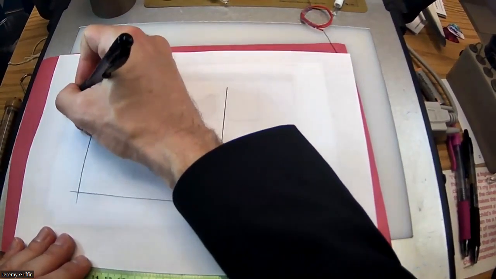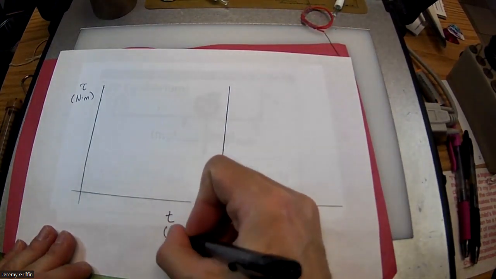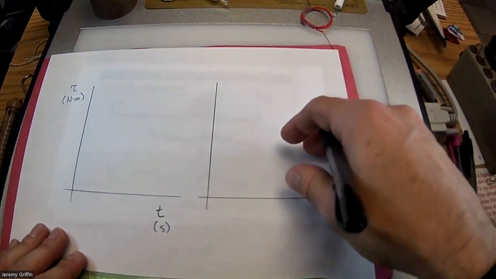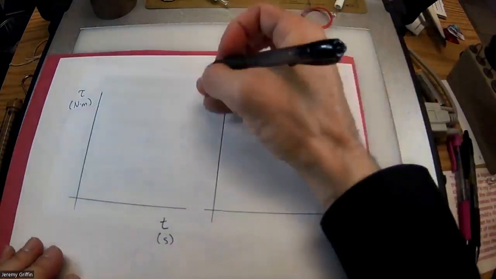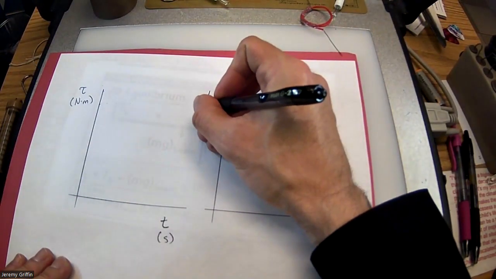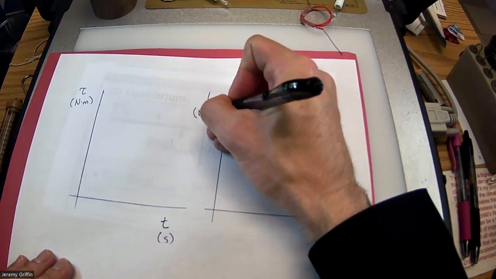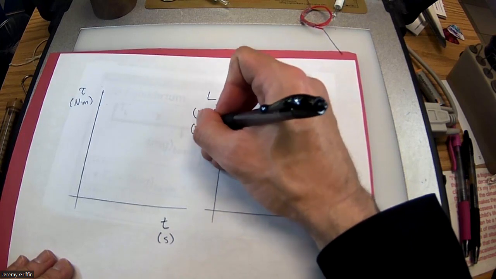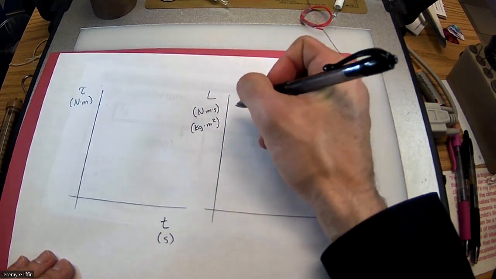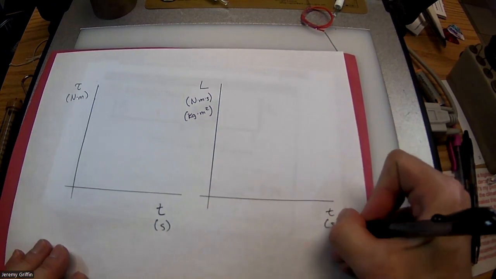So one concept that we've talked about is torque, which is measured in newton meters. Let's do that as a function of time, say in seconds. Another concept we've talked about is angular momentum. Now, this one you could define in newton meter seconds, or you could define it in kilogram meter squared per second. Both of those are equivalent. And let's do it also as a function of time in seconds.